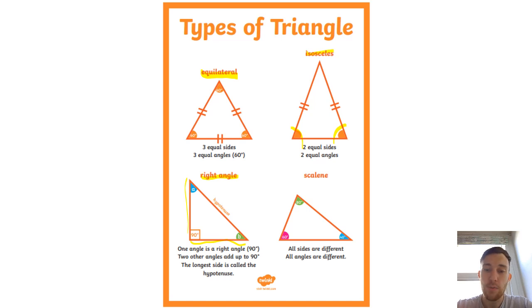Okay, and then the last one is a scalene triangle, which means all the edges or all the sides are of different lengths and all the angles are different. So it's a bit of a weird looking triangle.